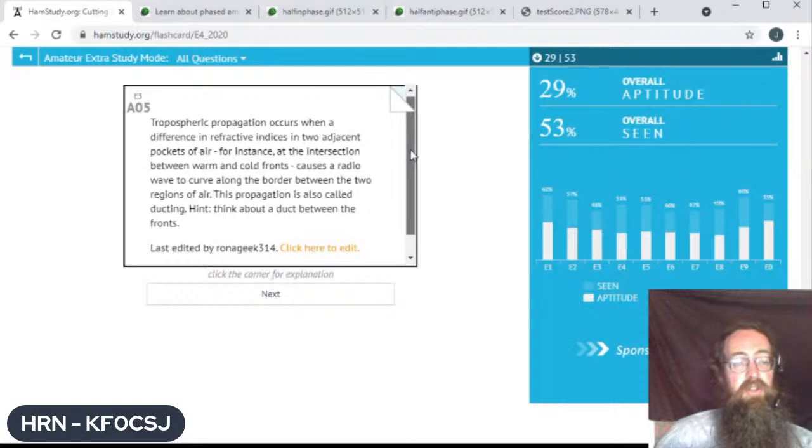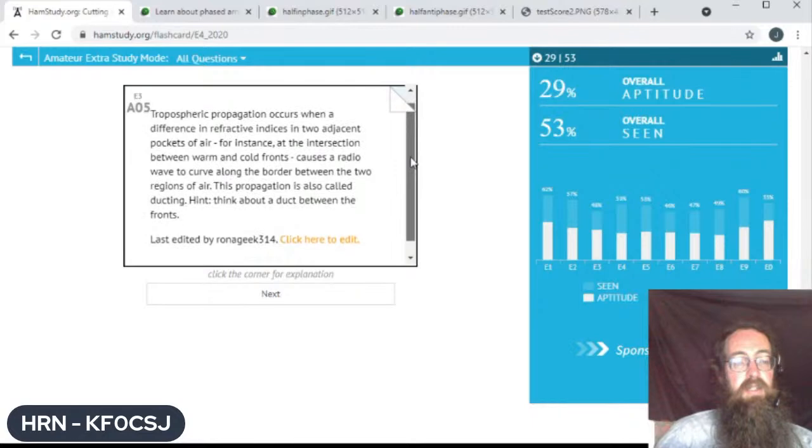Tropospheric propagation occurs when there is a difference in refractive indices in two adjacent pockets of air.